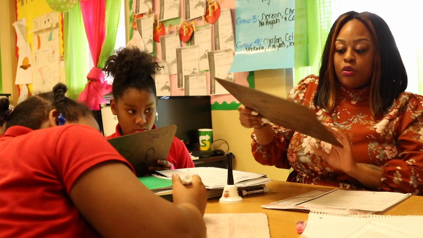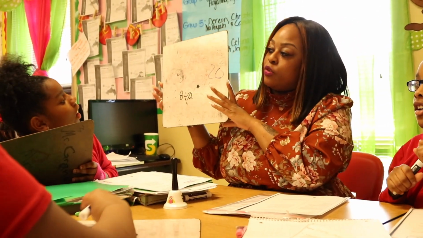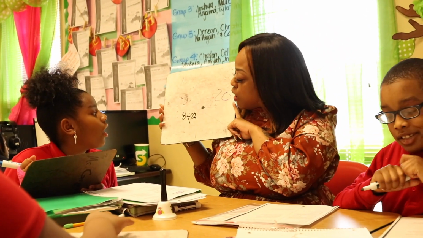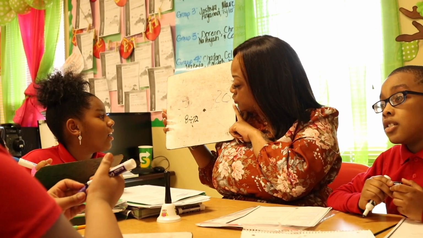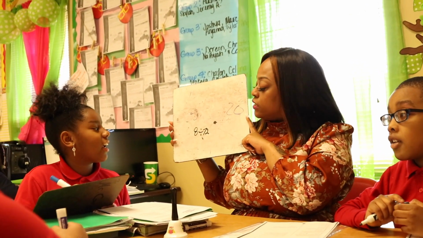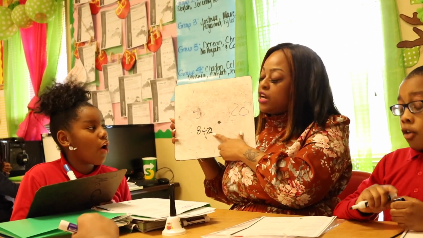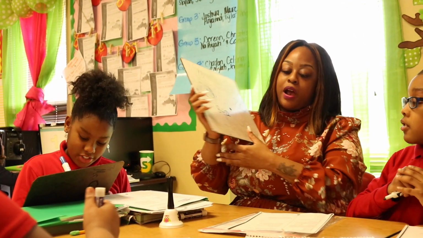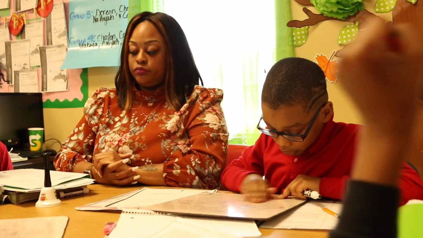What is DeMarcus doing wrong? He did this for do now. I saw it. What did he do wrong? He put his bigger number second. What is the bigger number called? Dividend. Does dividend go second? No. It goes first.